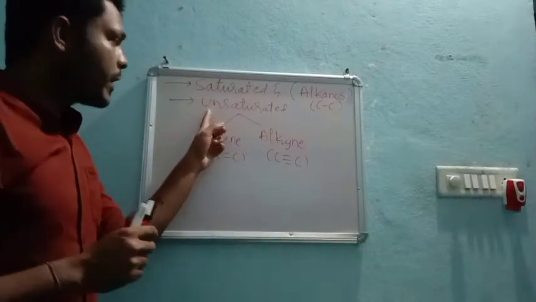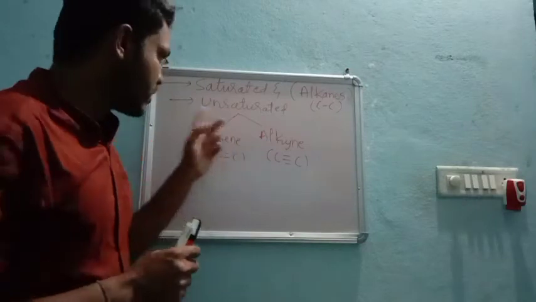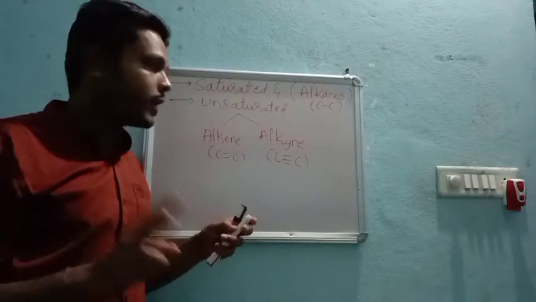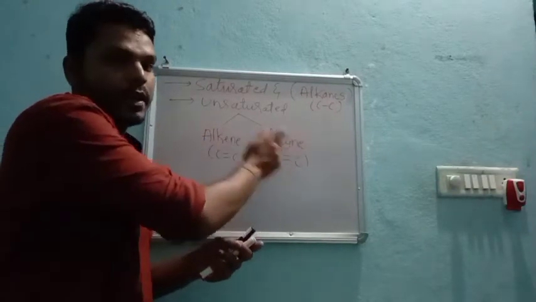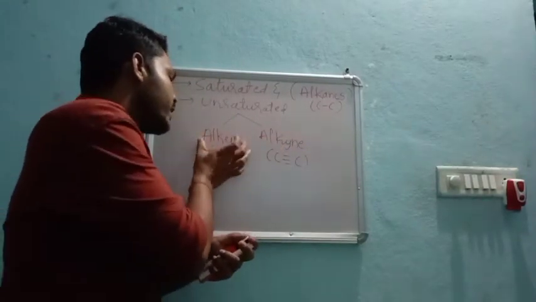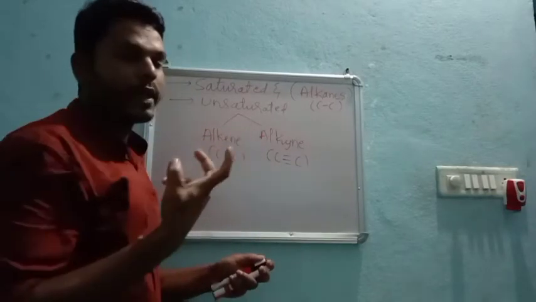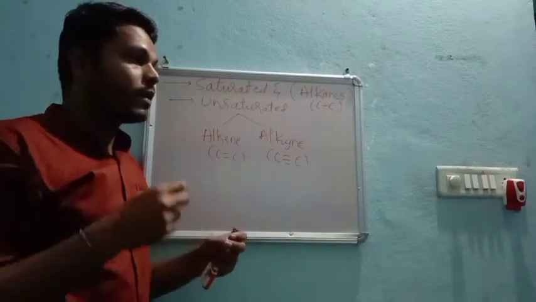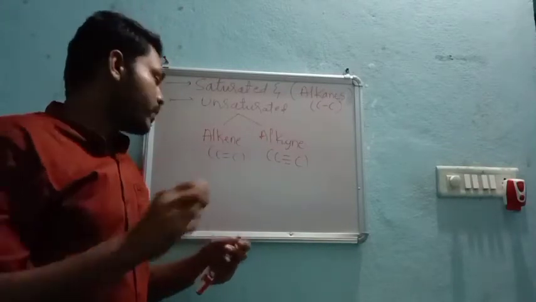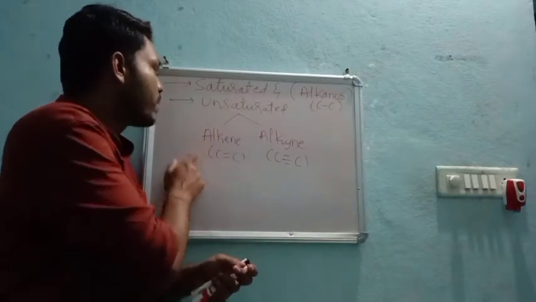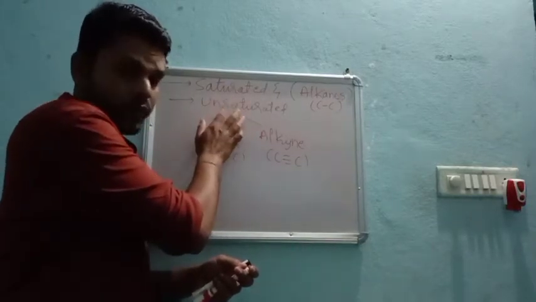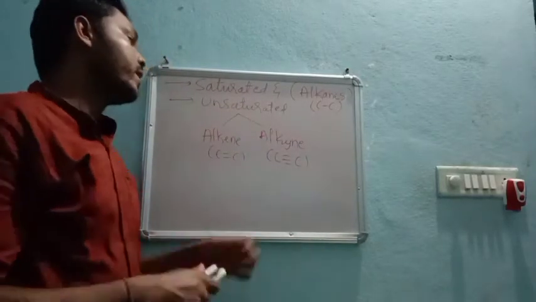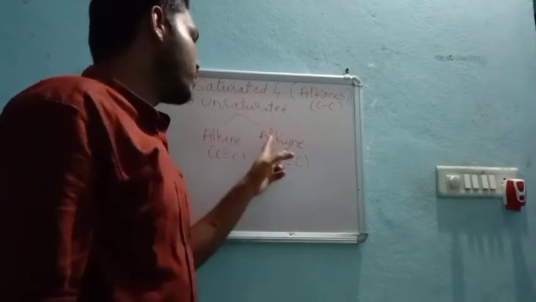Coming to the unsaturated type of hydrocarbons, here in unsaturation we have two categories. One is alkene and the other one is alkyne. Alkene means whenever there is a double bond between carbon and carbon, then definitely that type of hydrocarbon is called unsaturated, of type alkene.